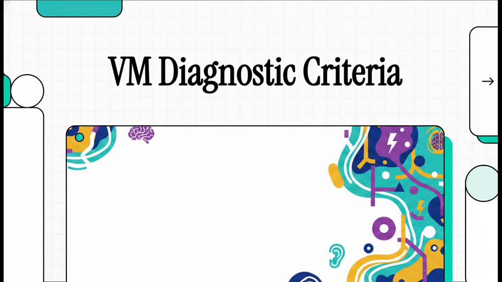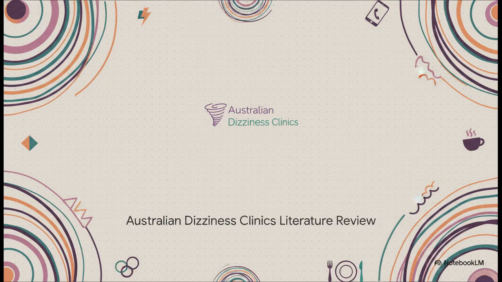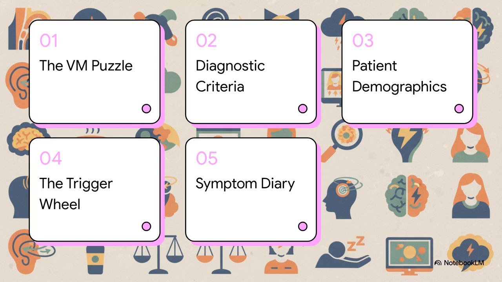We're going to bring some high energy to this today because getting this diagnosis right, it absolutely changes patient outcomes. This explainer is based directly on the comprehensive literature review titled Vestibular Migraine, Rehabilitation Approaches, Trigger Management, Cautious Dosing, and Co-Management. This entire framework is published by Australian Dizziness Clinics, and you can grab the full document right now at australiandizzinessclinics.com. All right, let's look at our roadmap for today.